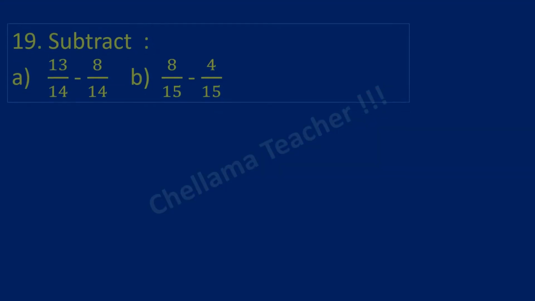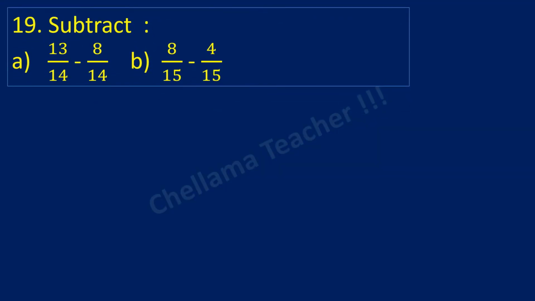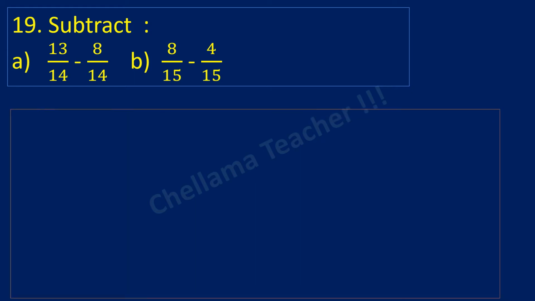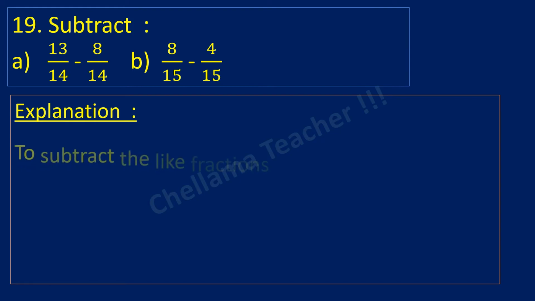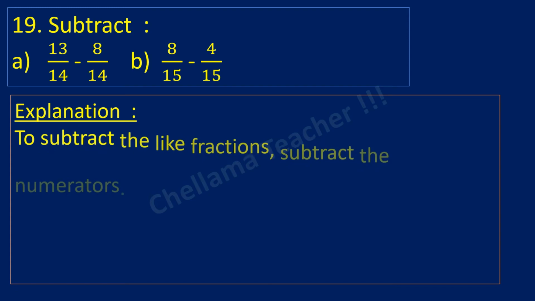Question 19. Subtract. Part A: 13/14 minus 8/14. Part B: 8/15 minus 4/15. How to do this problem? Here we have to check the denominators of each question. 14, 14, 15, 15. That means like fractions. To subtract the like fractions, subtract the numerators.